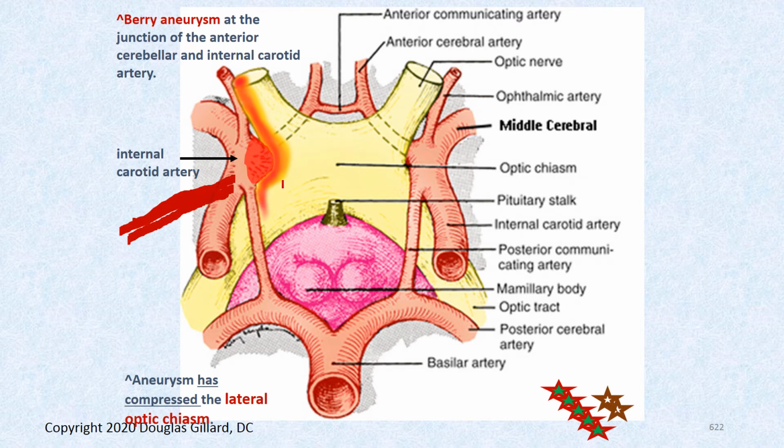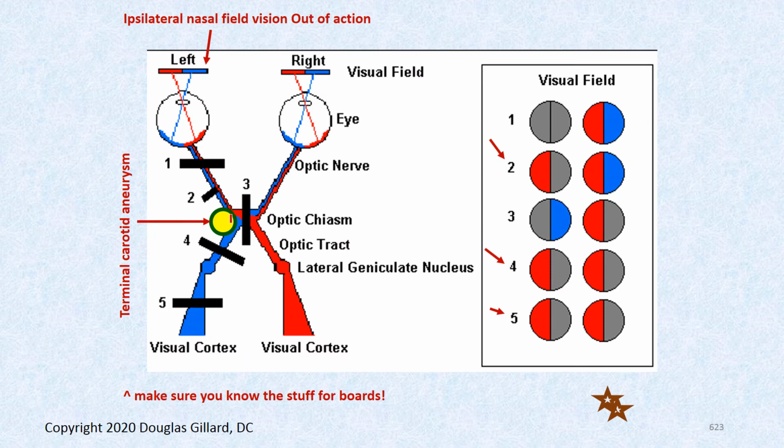But nevertheless, the point of this is it's irritating this lateral part of the optic chiasm. And if we follow that down and see where that goes, here's a cartoon of it, but there's the berry aneurysm. And if you knock out that lateral tract, that supplies the lateral part of the retina. But remember, the lens crosses the light. And so this actually ends up causing a nasal field visual disturbance, like fuzziness or maybe black, depending on how bad it is, maybe little dots.